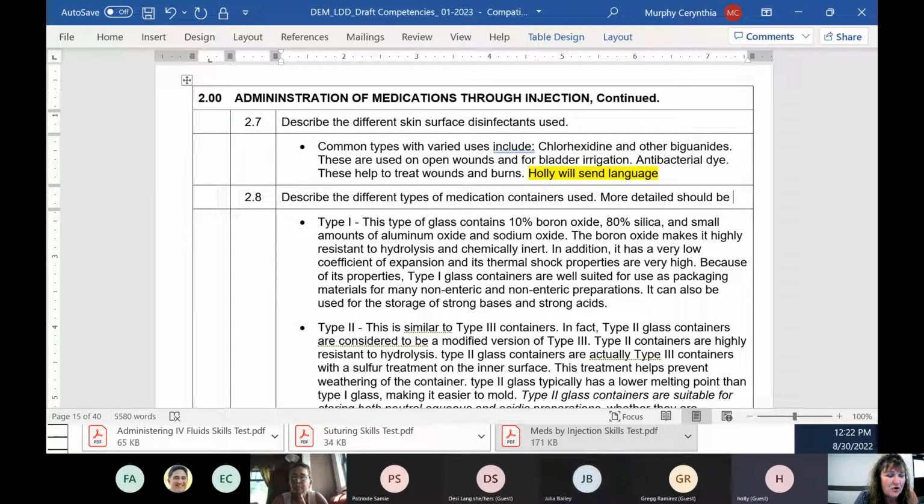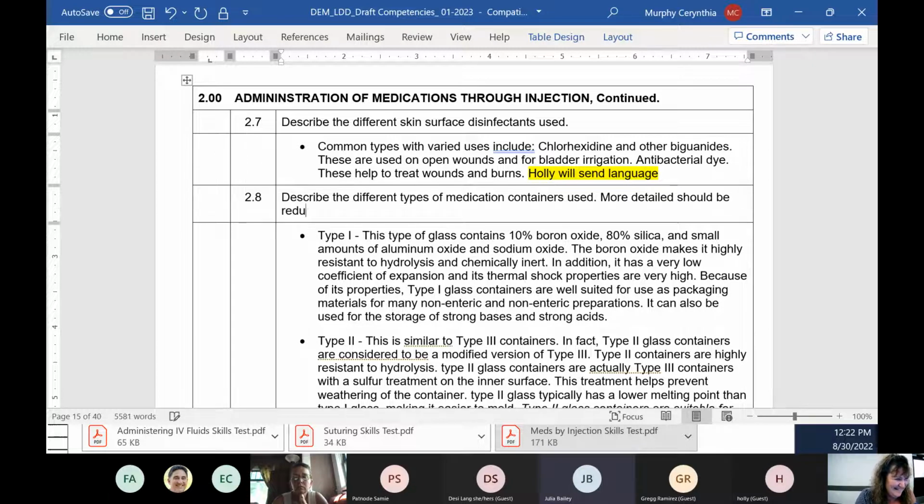Annie, who would you like to work on the detail reduction of this with me? Sounds like Julia wants to. Are you signing me up for things, Holly? Yes. Sure, I'll help you with this. Okay.